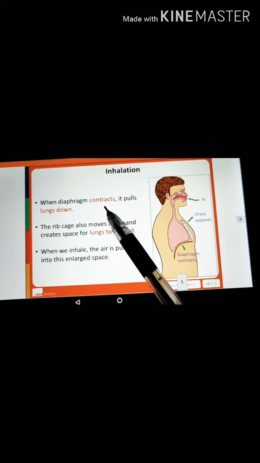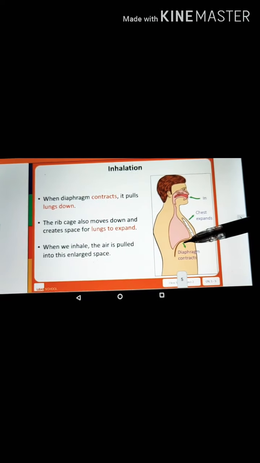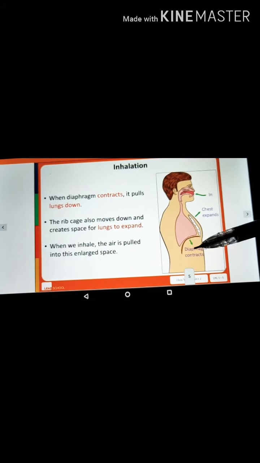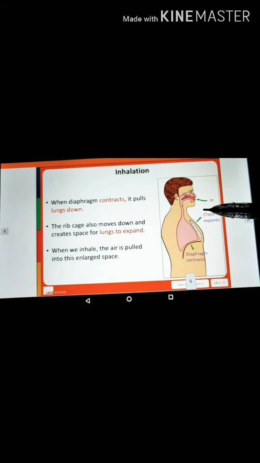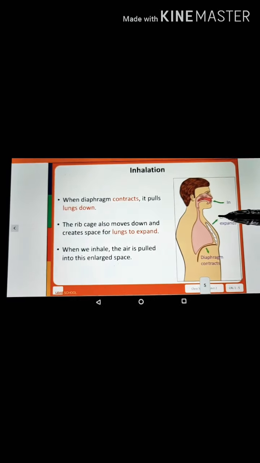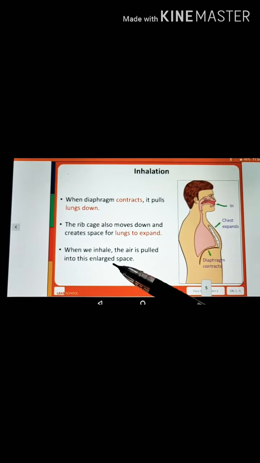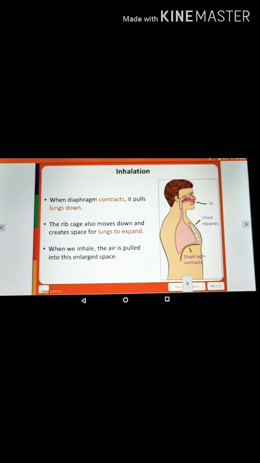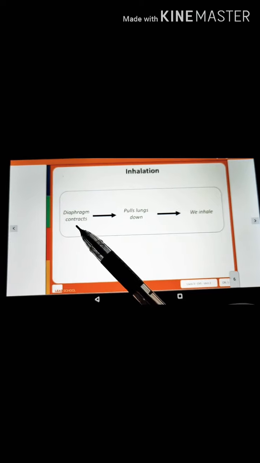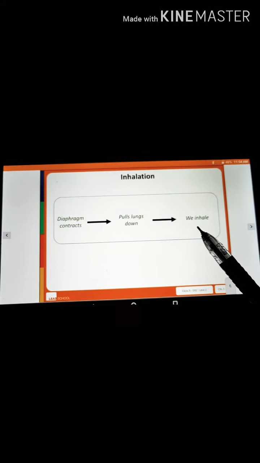So when the diaphragm contracts, it pulls the lungs down, and the rib cage also moves down and creates space for the lungs to expand. And when we inhale, the air is pulled into this enlarged space. So when the diaphragm contracts, it pulls the lungs down, and then we inhale.